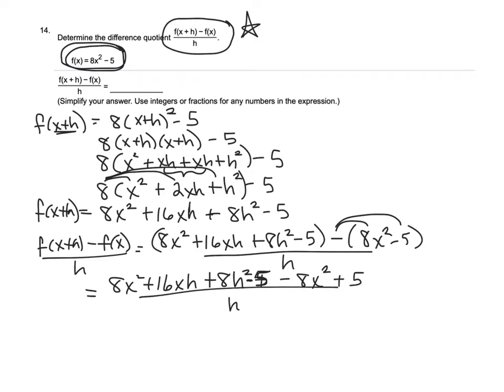All right, so like I was saying, you have 8x squared minus 8x squared, that's 0. Negative 5 plus 5. See, so things start shrinking. So you have 16xh plus 8h squared, see, it's smaller. You're almost done. One last thing, you can cross out common h's. Let's do it right here. I can factor out an h in the top, and that leaves me 16x plus 8h.